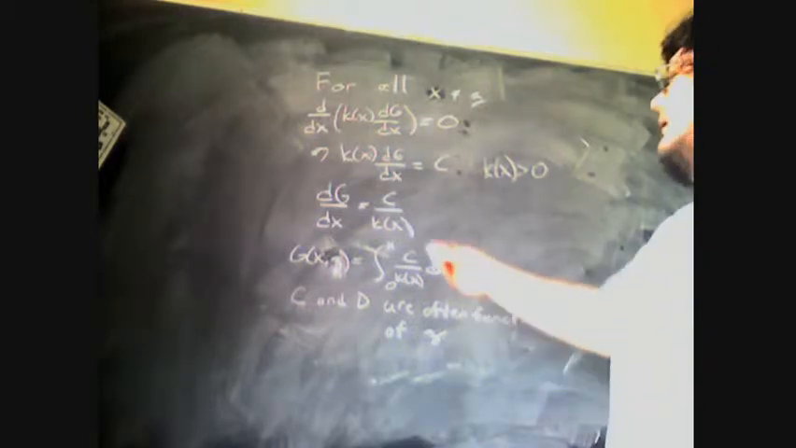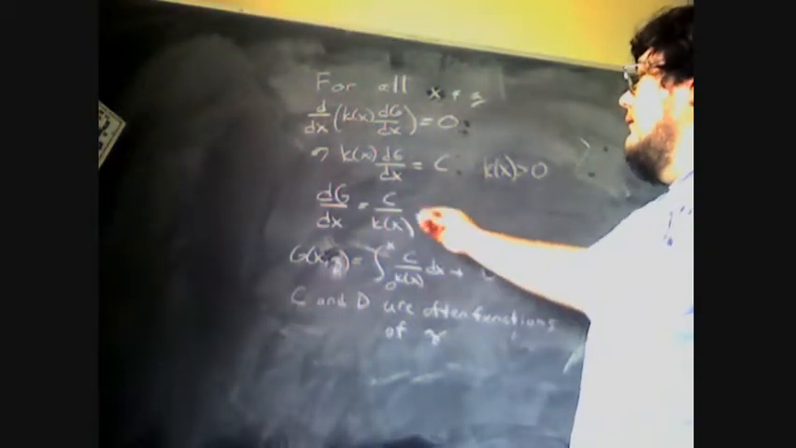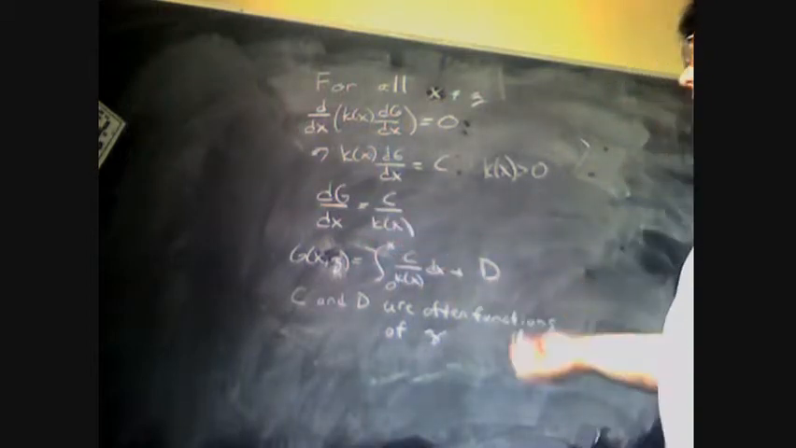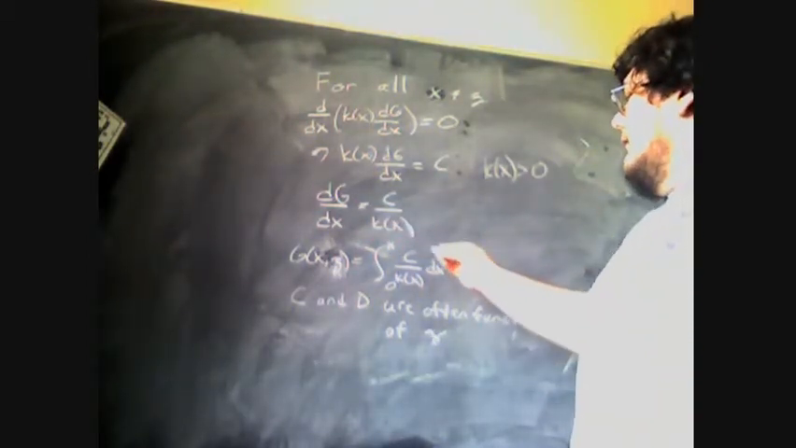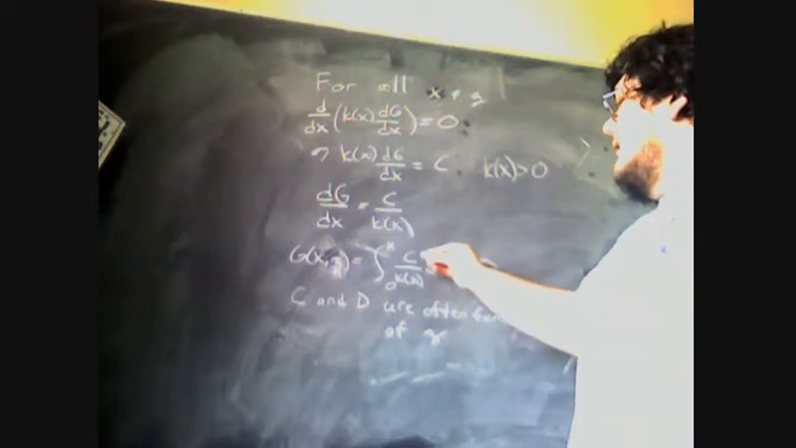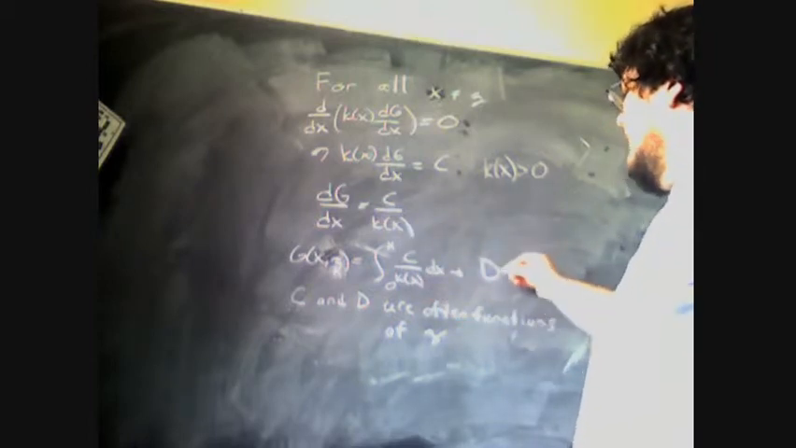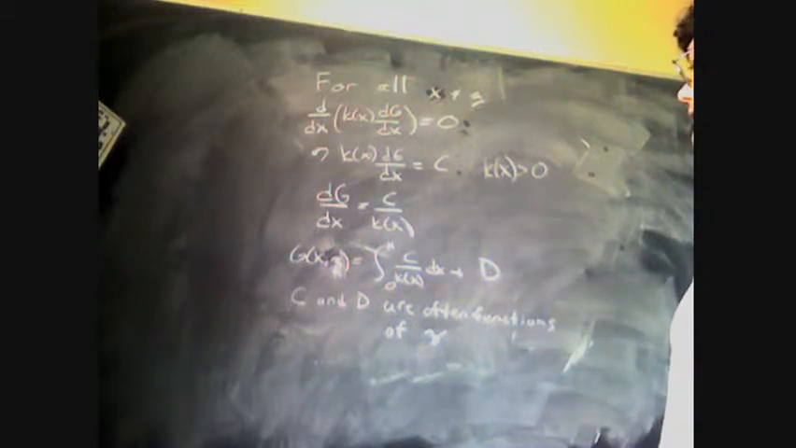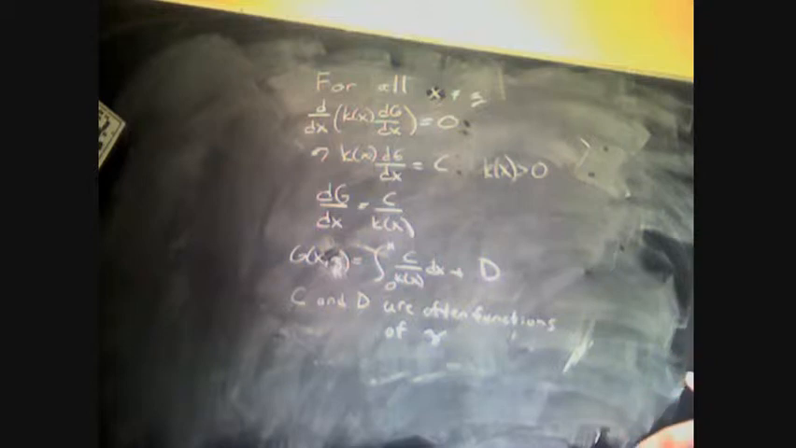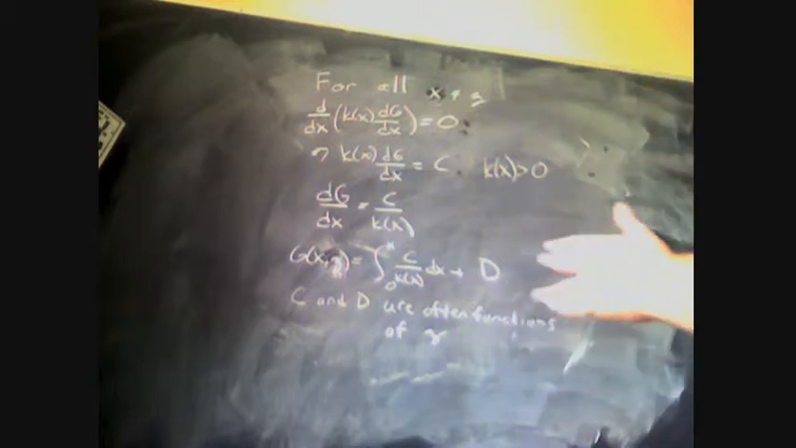So we can divide both sides by k of x. We have just dg dx, and then to find g by itself, we integrate both sides, and we have the integral of c over k of x plus another arbitrary constant d. And c and d can often be functions of z, because we don't know where z is. All we know is that z is somewhere between 0 and 1.